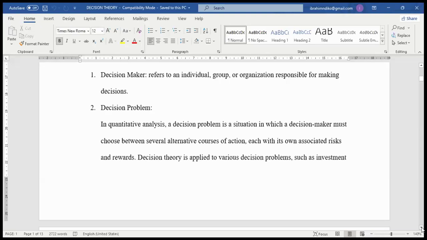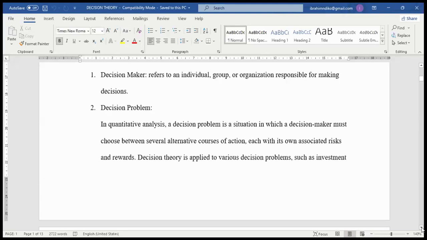So when we talk about a decision problem, we are saying this is a situation where a decision maker must choose between several alternatives available, which are associated with a particular risk and reward. And therefore, in order for a person to make the decision, the person is compelled to make a decision which might either reduce risk or increase reward. And that one is very hard.